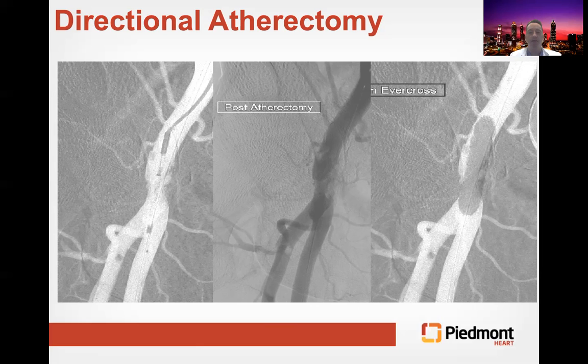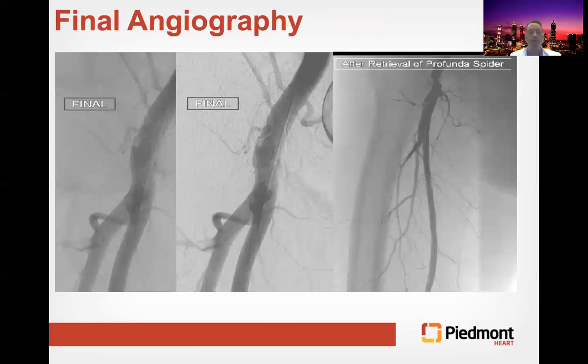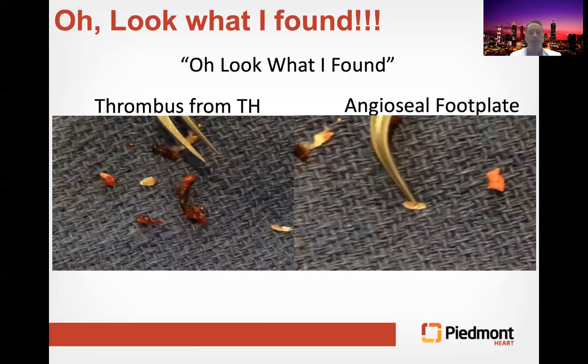That's what it looked like after atherectomy, and then Evercross balloon angioplasty using an 8mm balloon. This was our final angiogram after removal of the Spider. Pretty good runoff all the way down. Look what I found. Not only did I find a bunch of thrombus in there, but we actually found the footplate to the Angio-Seal as well. So that had been embedded in some tissue as well.